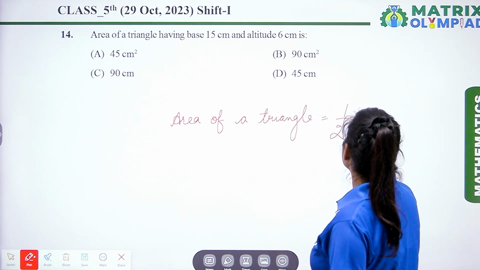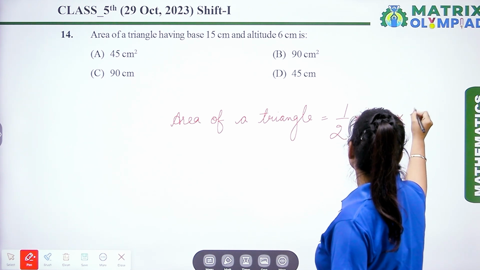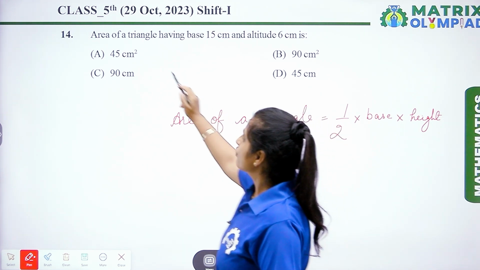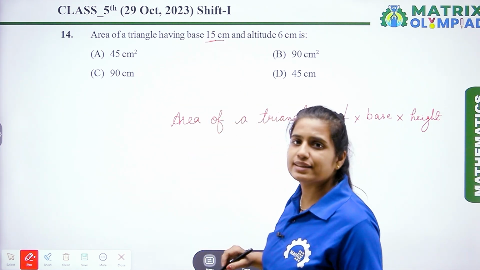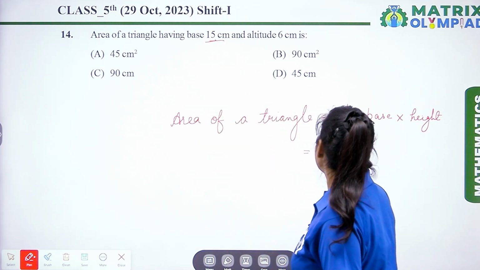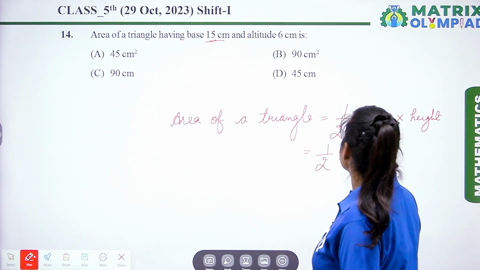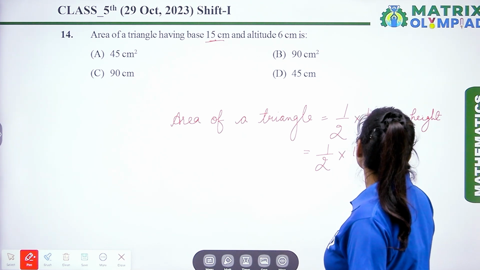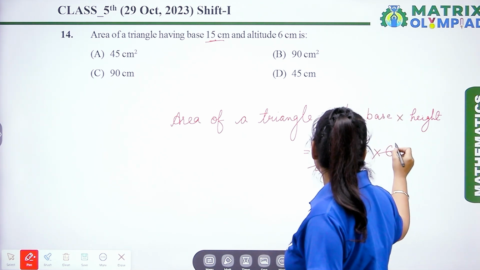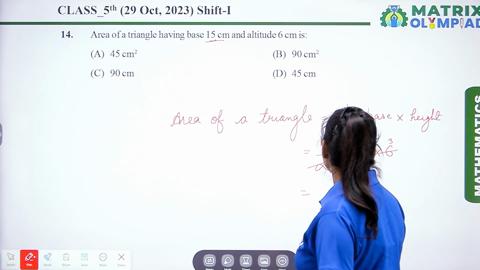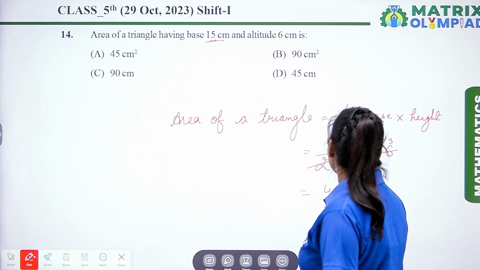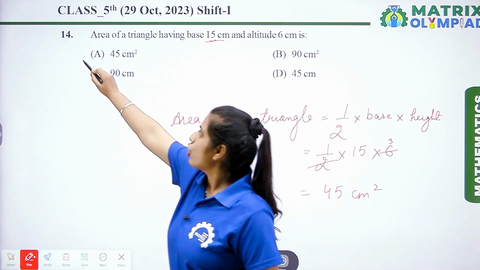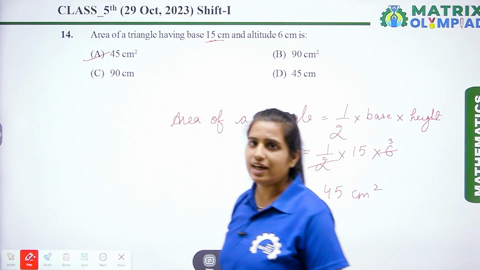Half into base into height. So here what we are going to do, we will place the values. Half into base is 15 and height is 6 cm. So after cancellation we get 45 cm square. So here option A is the correct answer.